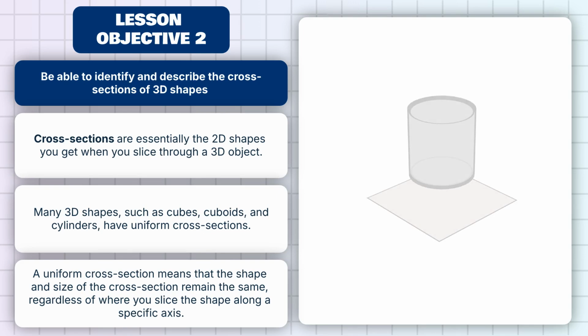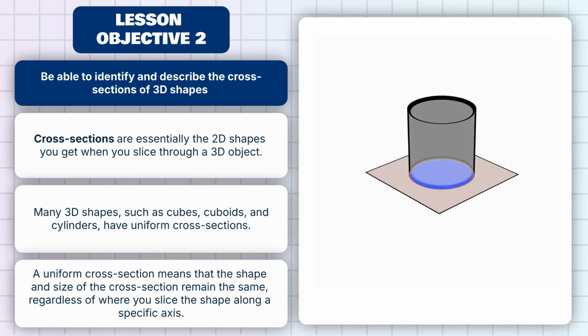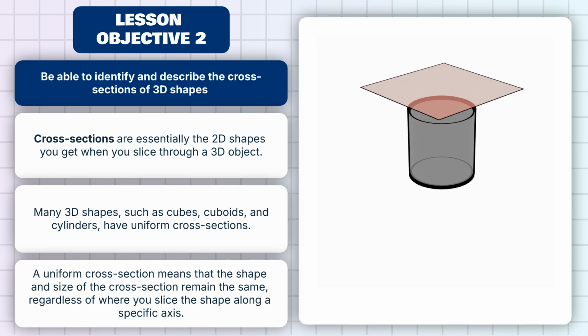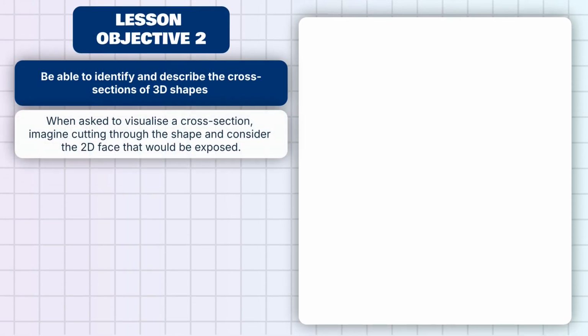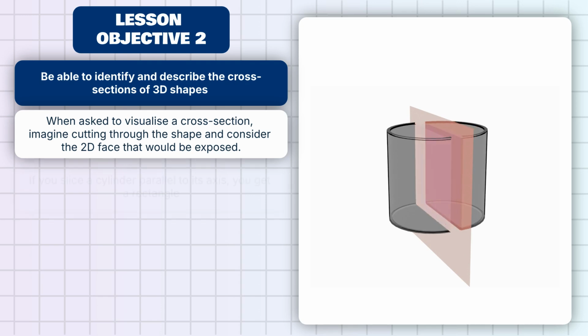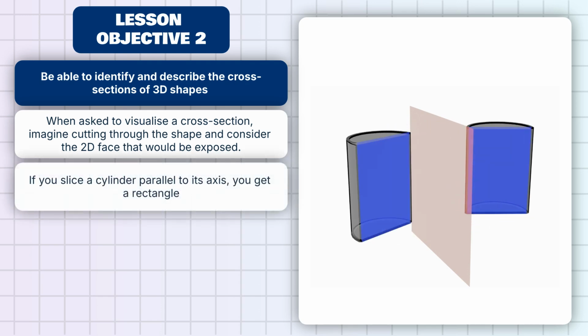For example, slicing a cylinder perpendicular to its base will always yield a circular cross-section, no matter where along the cylinder you slice. When asked to visualize a cross-section, imagine cutting through the shape and consider the 2D face that would be exposed. Going back to the cylinder, imagine we slice it parallel to the axis instead. Pause this video and have a think about what shape you will get. If you said a rectangle, then you are correct.